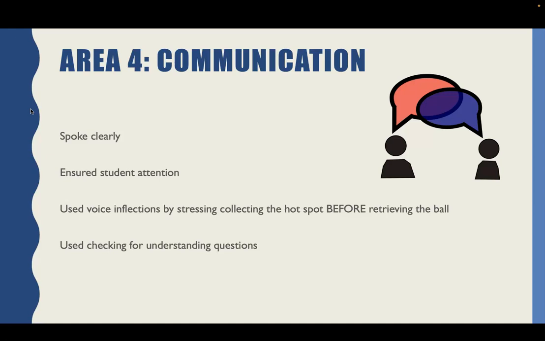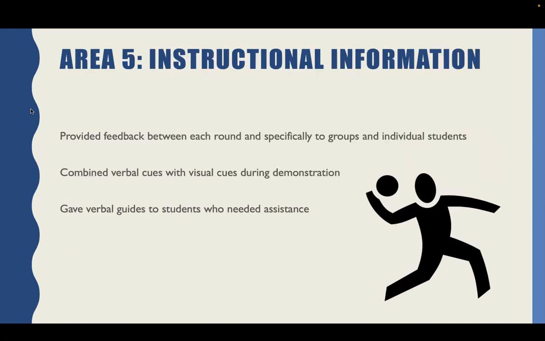And then I always use checking for understanding questions, and in this lesson specifically, it was important so that students understood which throwing form they were supposed to be using per round and the cues that would go with it. So for Area 5, instructional information, I moved around the gym to be able to provide feedback between each round and to specific partner groups and to the individualized students that needed it. This was super important so that all students got what they needed and were able to continuously partake in the lesson.